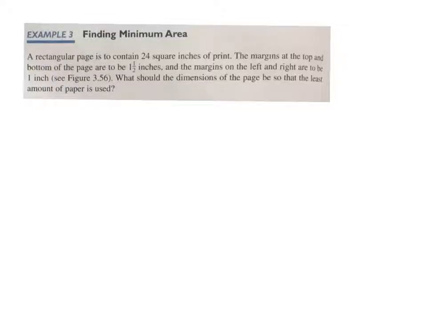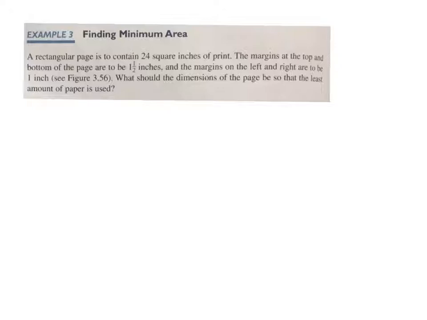So it says example 3, but it's really our example 4. A rectangular page is to contain 24 square inches of print. The margins at the top and the bottom of the page are 1.5 inches, and the margins on the left and right are 1 inch. What should the dimensions of the page be so that the least amount of paper is used?